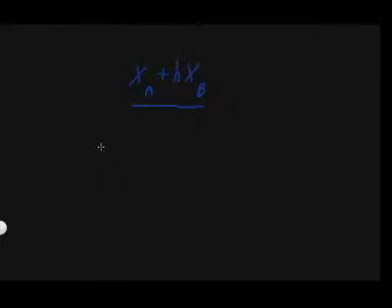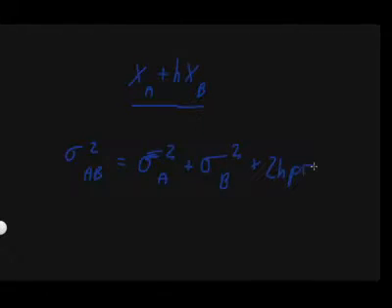Now we want to create their combined variance, which would be: variance AB is equal to the variance of A plus the variance of B plus 2 times H times P times volatility A, volatility B. Or you could say standard deviation A, standard deviation B.